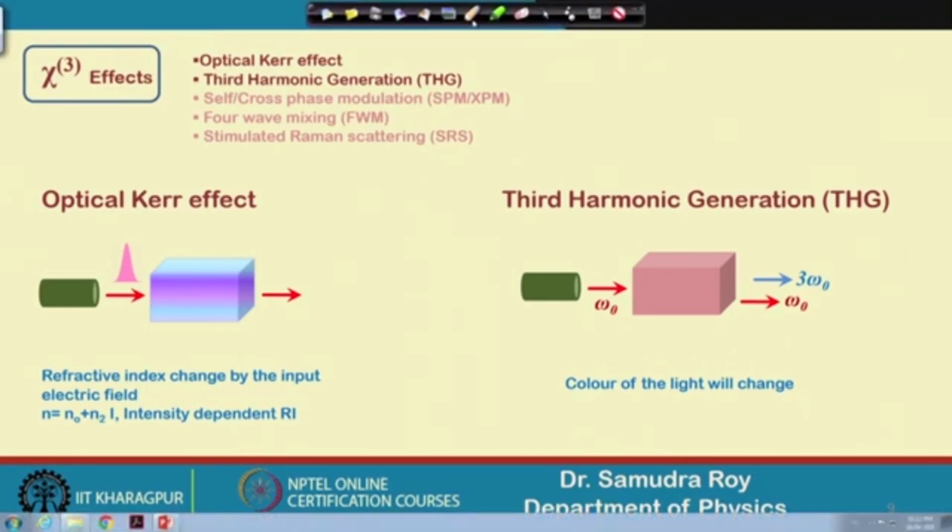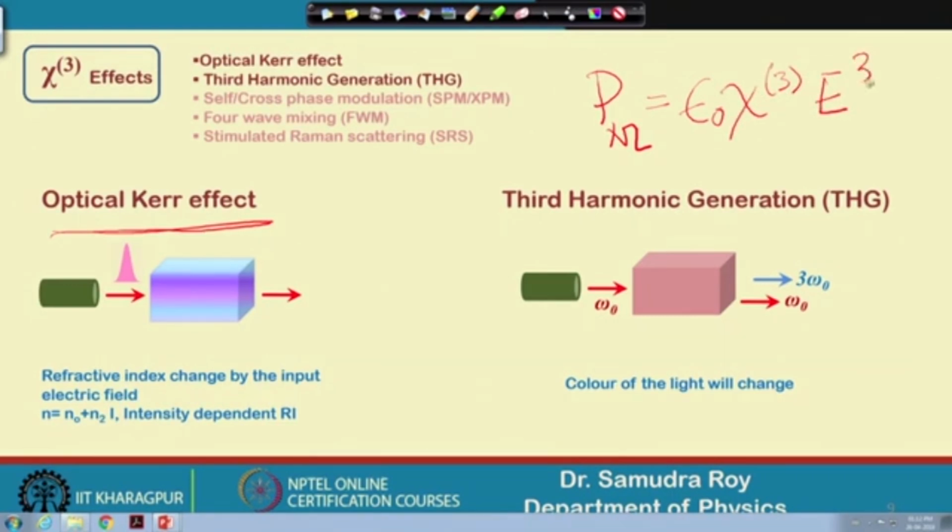So, here in the optical Kerr effect, if I launch an electric field, you should note that P nonlinear is not related to chi2, rather chi3. So, I should write it as chi3 E cube. This is the nonlinear term we are having inside the system. So, P nonlinear is epsilon 0 chi3 E cube.